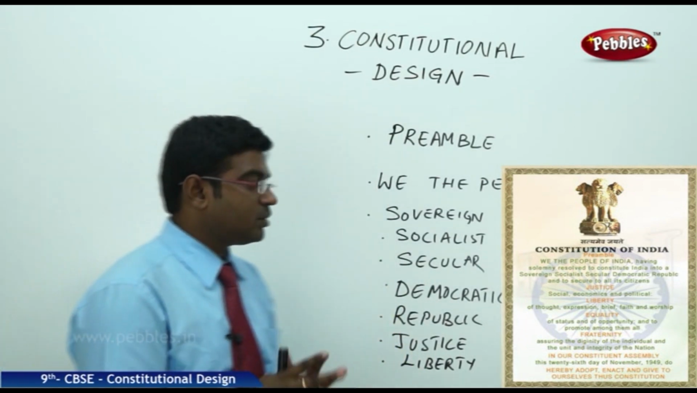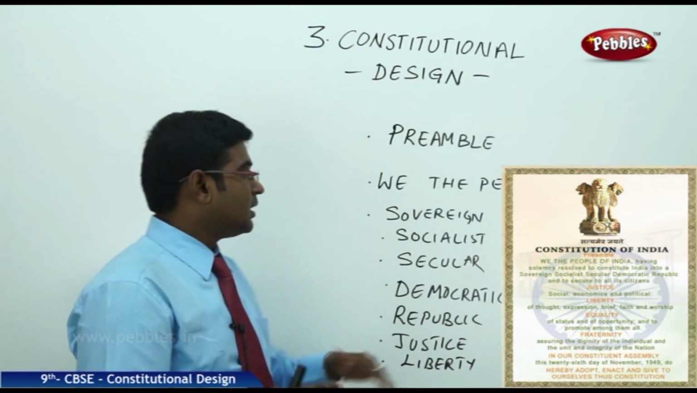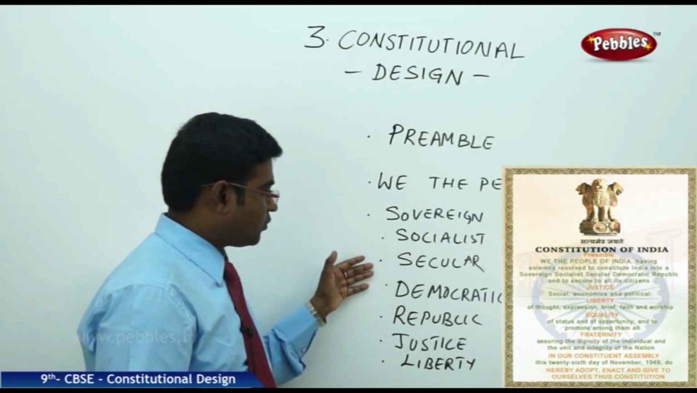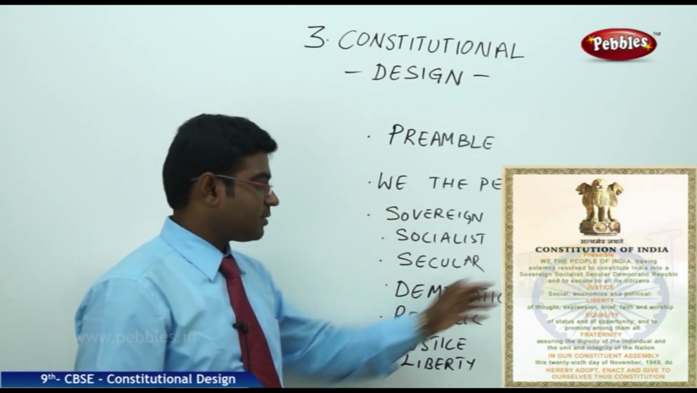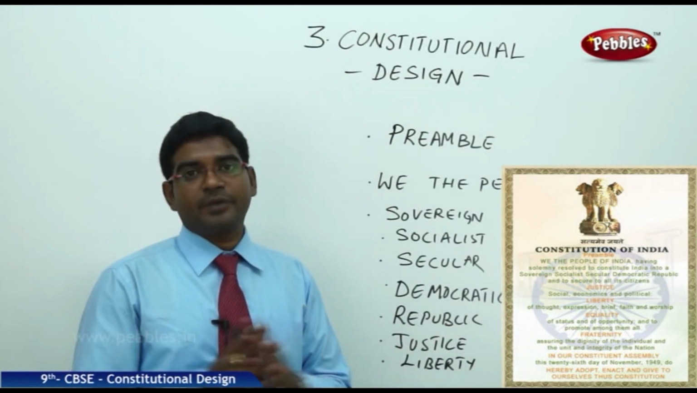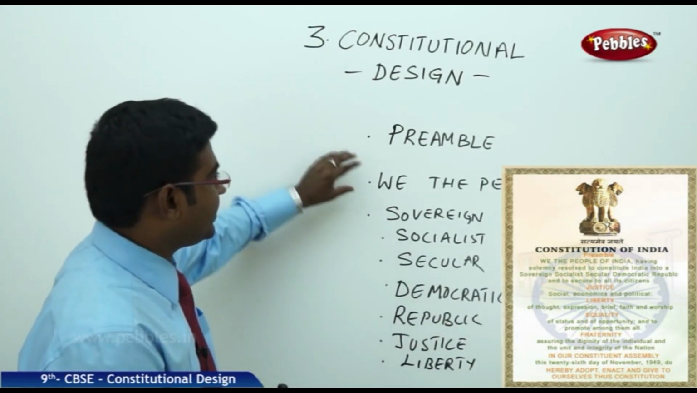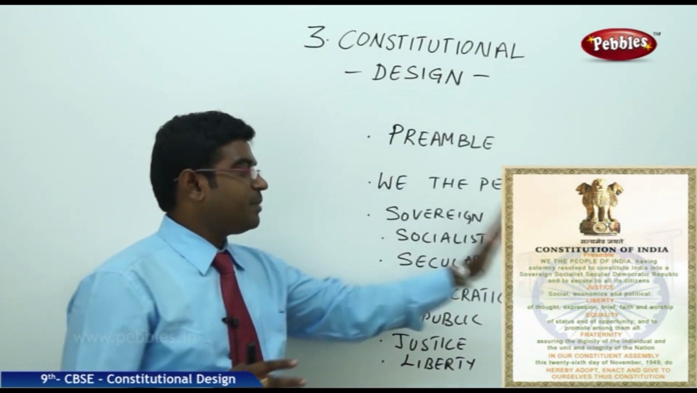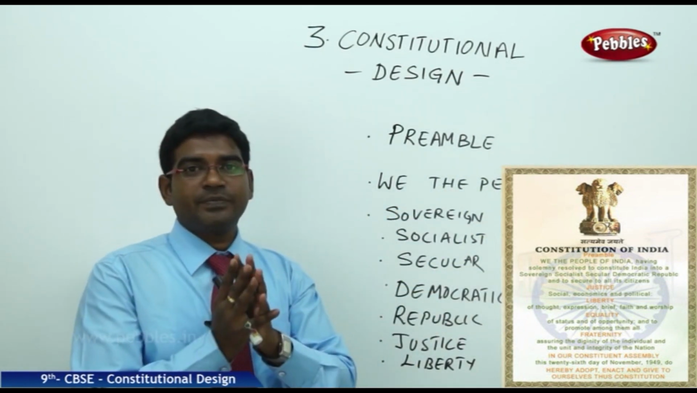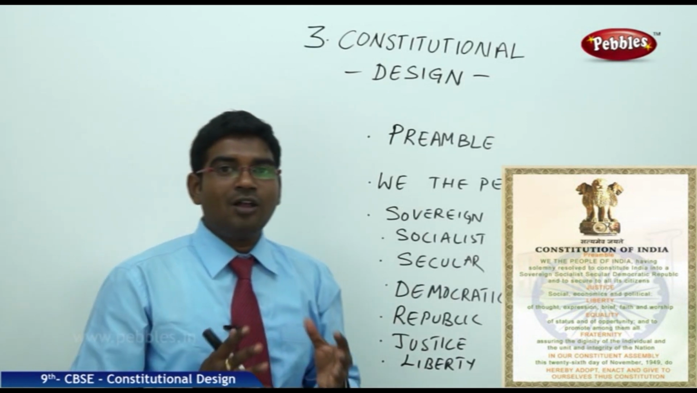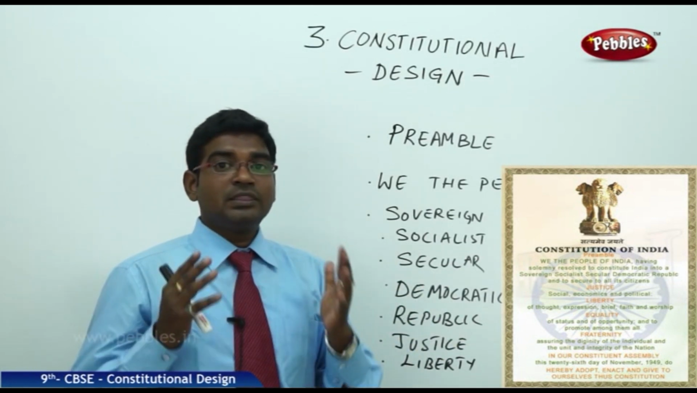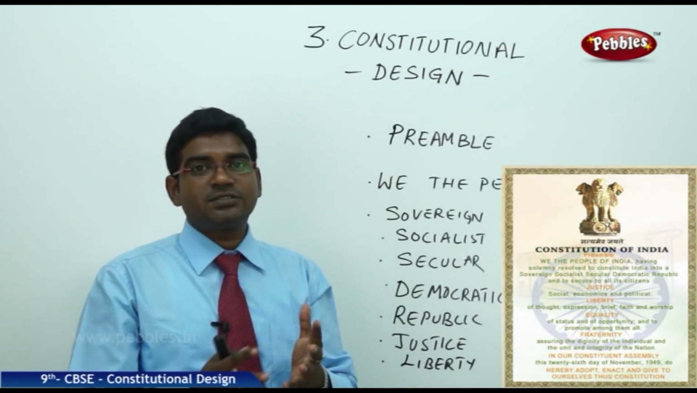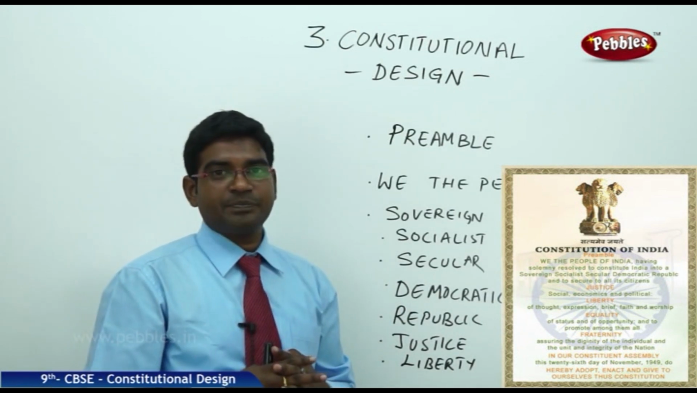I have just jotted down all the important words. We have ten important words in our preamble. Let us see them one by one in detail. We the people. Here, when we mention we the people, you may have a doubt. In the Constituent Assembly, all the people were not members. The people's representatives drafted the Constitution.